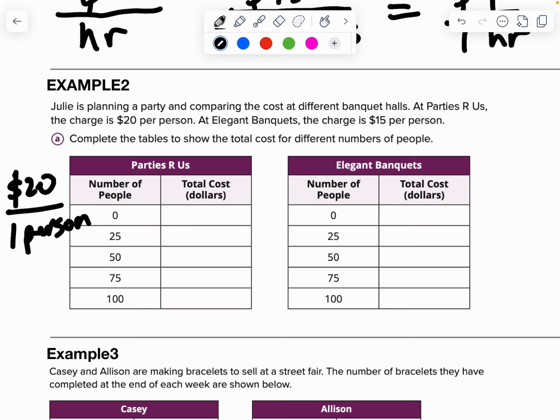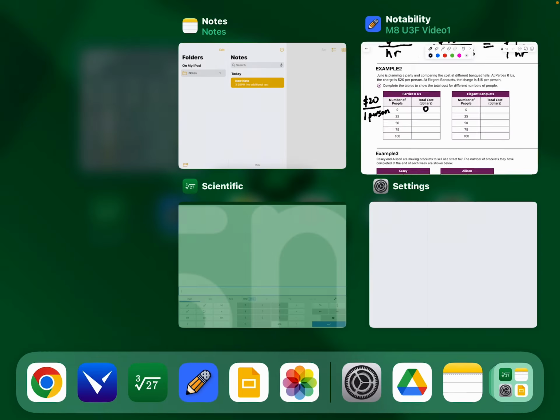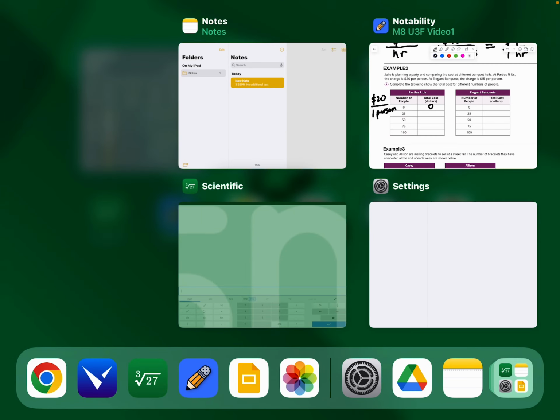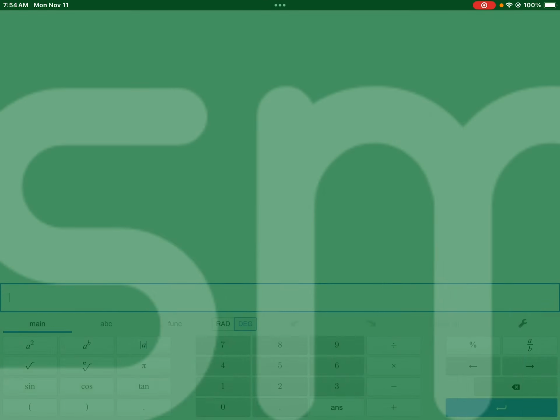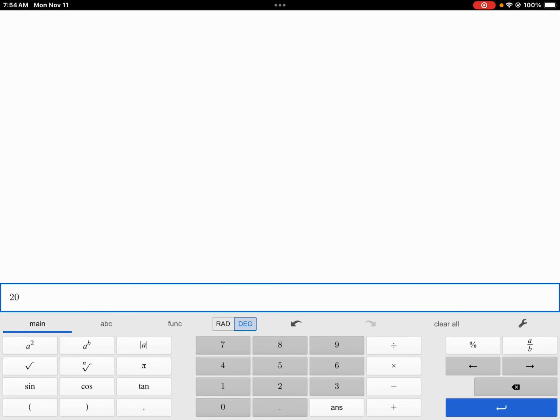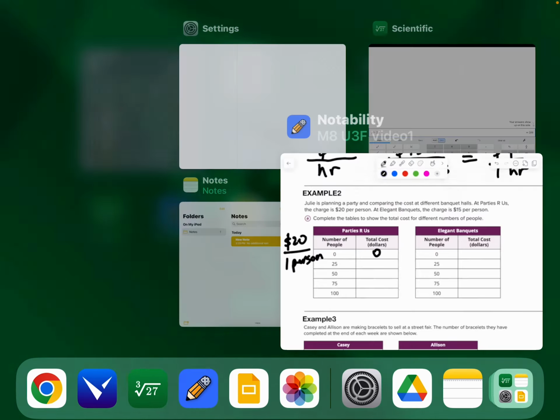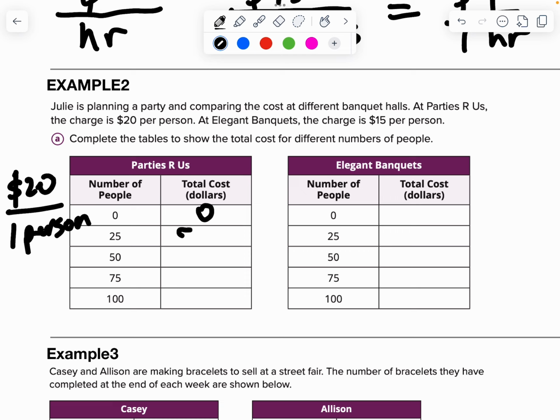So, for 0 people, it would really be $0. If you don't have a party, they don't charge you anything. So now, for 25, 50, 75, and 100, we're going to have to do a little bit of math here. We're going to take our rate, $20 times the number of people, which would be $500. Okay, so what we're seeing here is for every 25 people, it costs us $500.